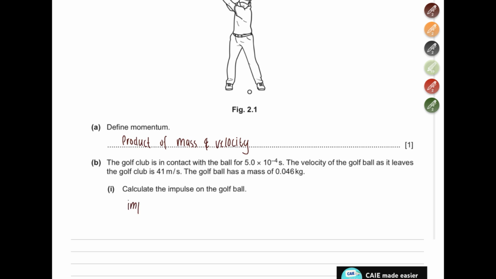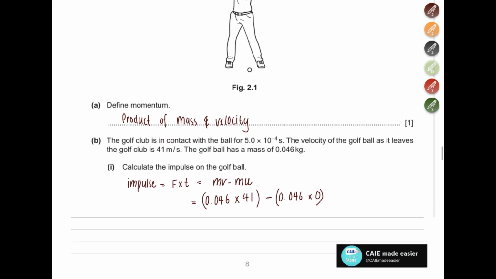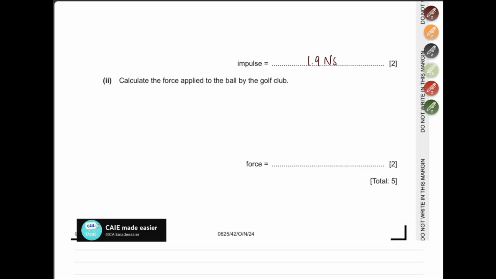Okay, so the formula for impulse equals force multiplied by time. But since we don't have the force, we can also find the change in momentum, which is mv minus mu. So what is the mass? Mass is 0.046 multiplied by v. Velocity is 41 minus 0.046 into 0. Why? Because it was stationary. The initial momentum was 0. So if we multiply that, we get 1.9 Newton second.